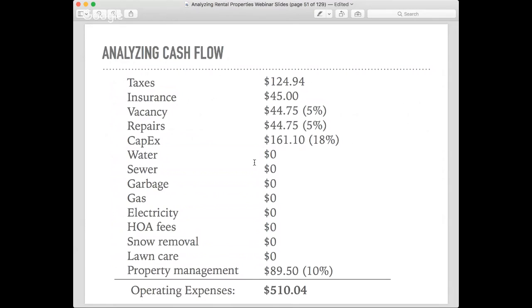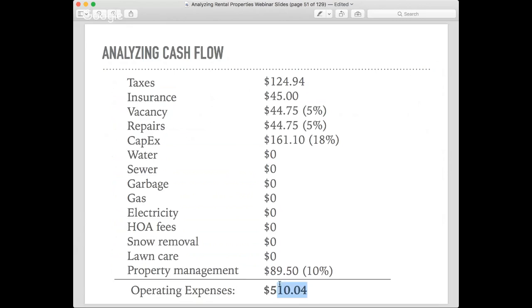Now, water, they're going to pay their own. Sewer, garbage, they pay their own. Gas, they'll pay their own. Electricity, HOA, not in this neighborhood. Snow removal, we don't really get snow here. Lawn care, the tenant can pay that themselves. And property management. So we're left with $89 a month for property management, because I don't want to manage myself.